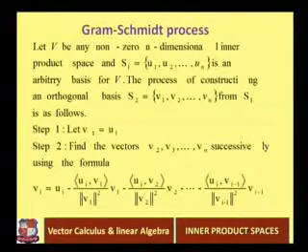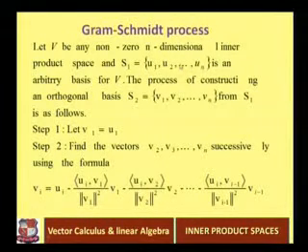The formula is vi equals ui minus (inner product of ui and v1 upon norm of v1 square) into v1, minus (inner product of ui and v2 upon norm of v2 square) into v2, minus, and so on, up to the last term, (inner product of ui and v(i-1) upon norm of v(i-1) square) into v(i-1). So how does this process work?